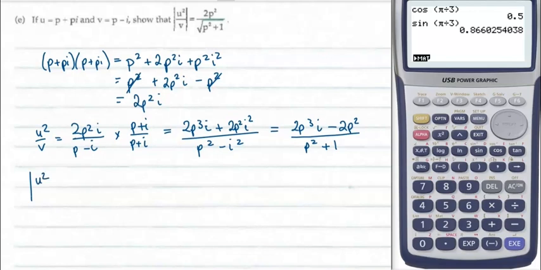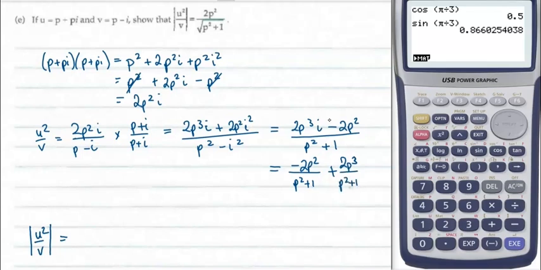Now the modulus of u squared over v is to take this bit, and we want the real part of it first, which will be 2p cubed I over p squared plus 1. No, wait, that's the imaginary part. We'll take the real part first. In fact, I'm going to separate that before we go on. Let's just move this out of the way, so this is super clear. The real part here is minus 2p squared over p squared plus 1, and the imaginary part is 2p cubed over p squared plus 1 times I.